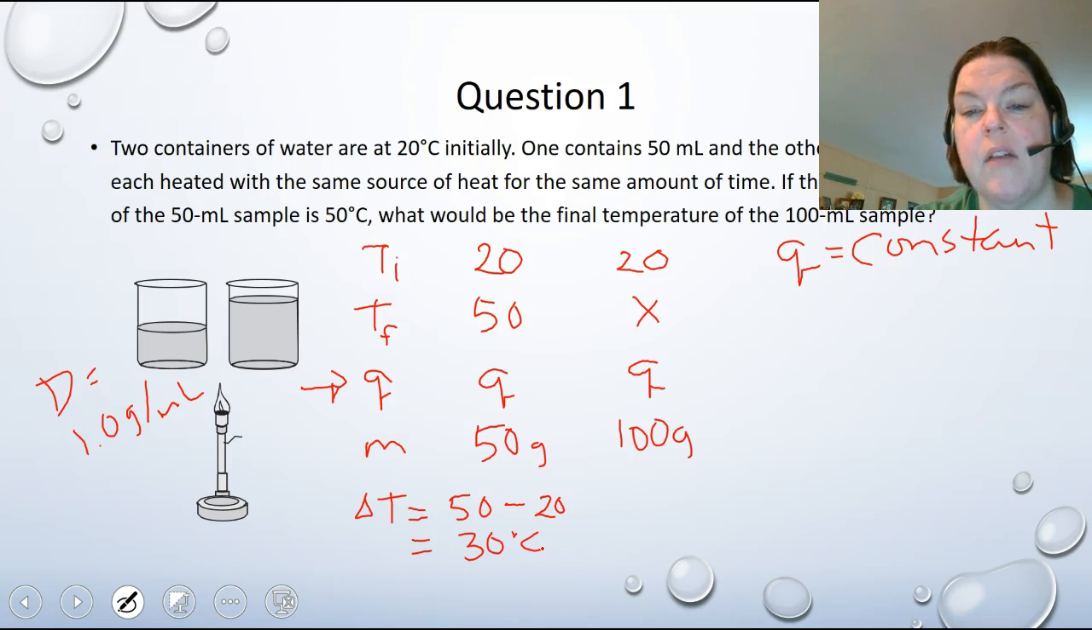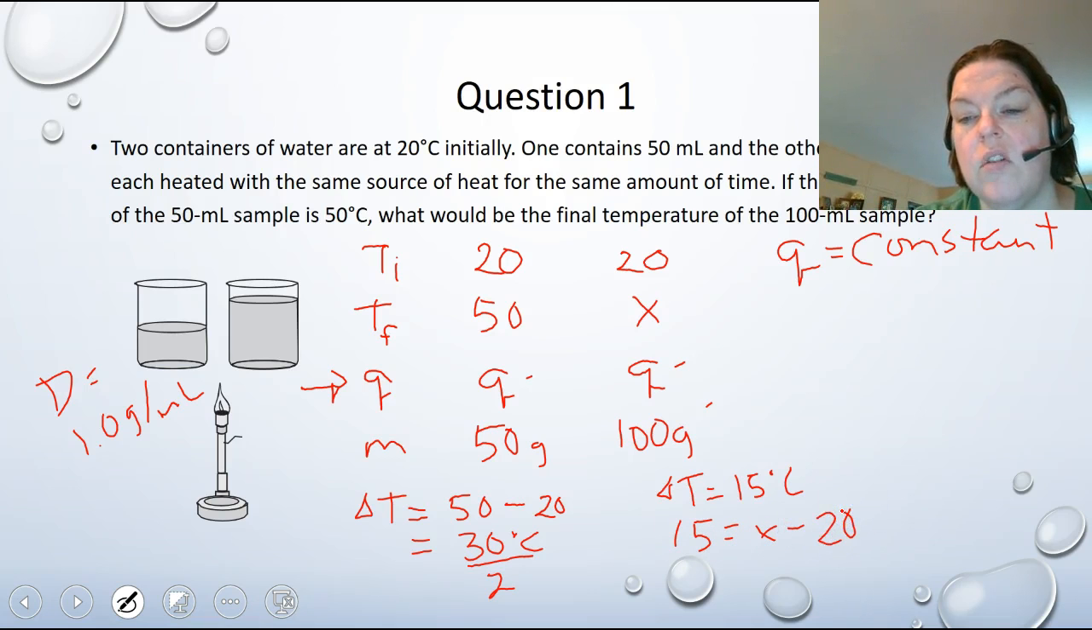We have supplied the same amount of energy to both of those, but we doubled the mass. So I wonder if doubling the mass would be proportional to halving the temperature change, because if I have double the mass, the same amount of heat would have half of the change in temperature. So that means that the change in temperature for this one is 15 degrees Celsius. So the calculation would be 15 is equal to x minus 20. So x would be equal to 35.